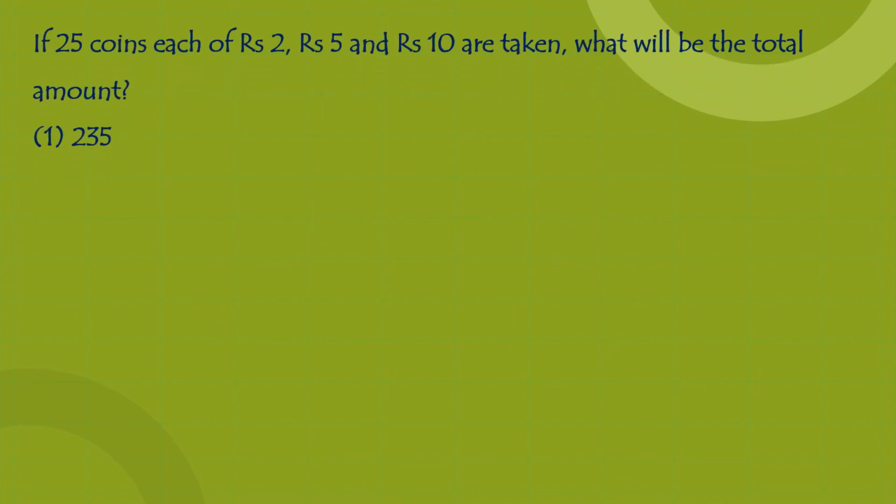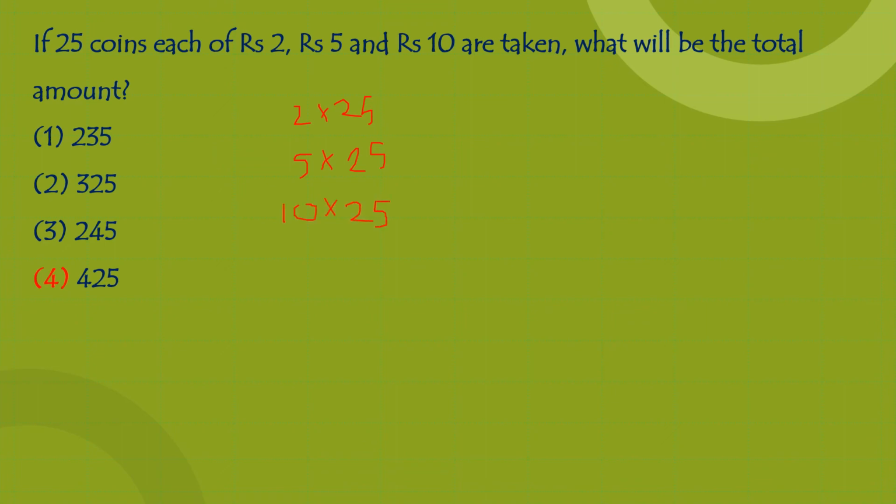If 25 coins each of rupees 2, rupees 5 and rupees 10 are taken, what will be the total amount? Will it be 235, will it be 325, will it be 245 or 425? So you have to be smart and understand how to solve the sum. You have to simply multiply 2 into 25. You have to multiply 5 into 25 because it will give you the total amount. Okay, and 10 into 25.